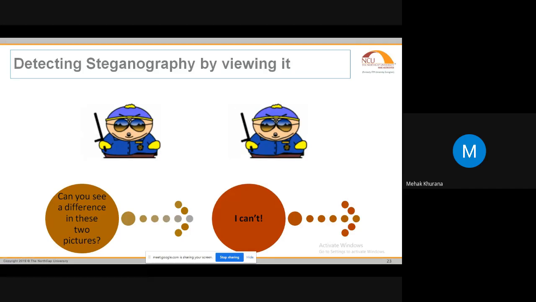So if I'm comparing these two, you might see it by zooming in or by comparing each and every pixel that there is a difference. But otherwise, you will not be able to identify it till the time you are not able to compare both the images, or you are not able to see the exact thing.